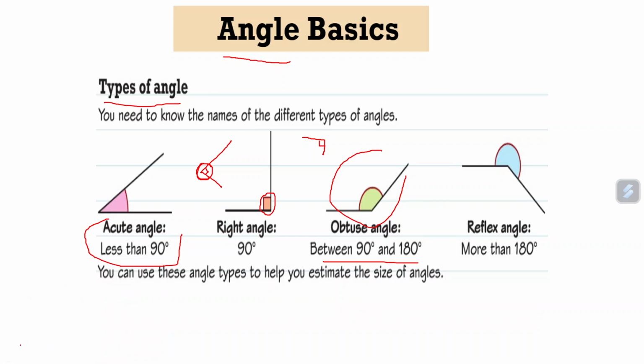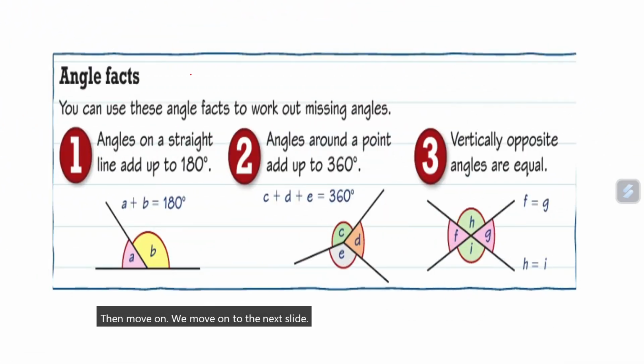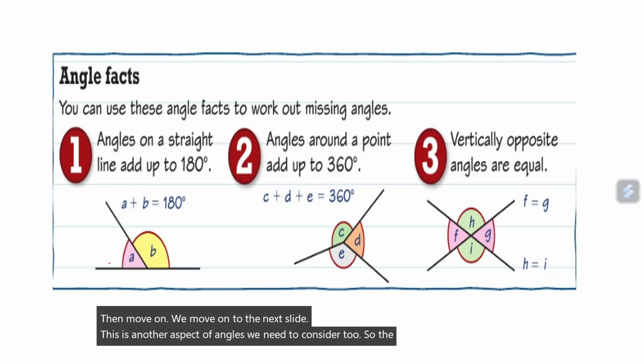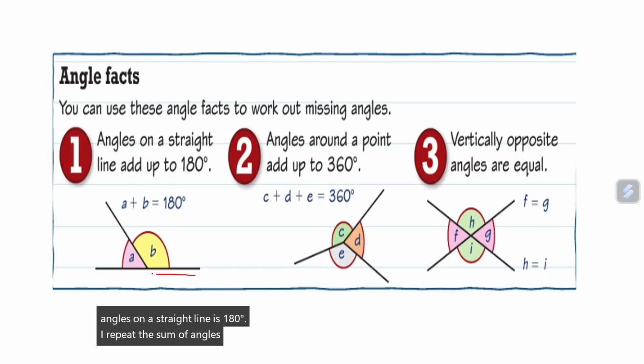Then we move on to the next slide. This is another aspect of angles we need to consider too. So the first one, we say the sum of angles on a straight line is 180 degrees. I repeat, the sum of angles on a straight line is 180 degrees. So you can see A plus B is equal to 180.